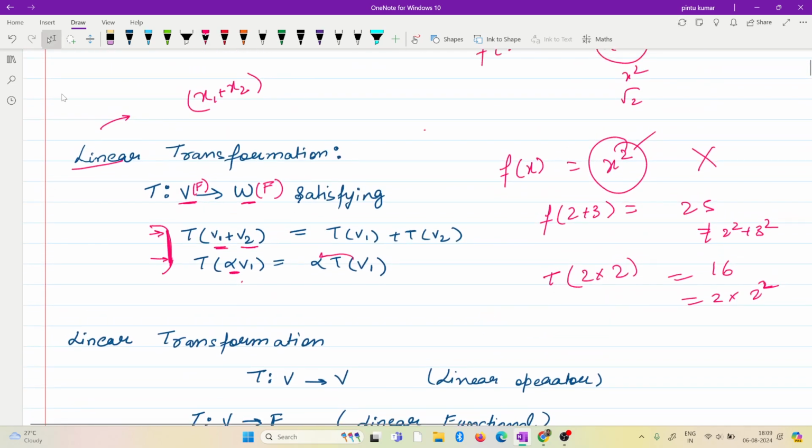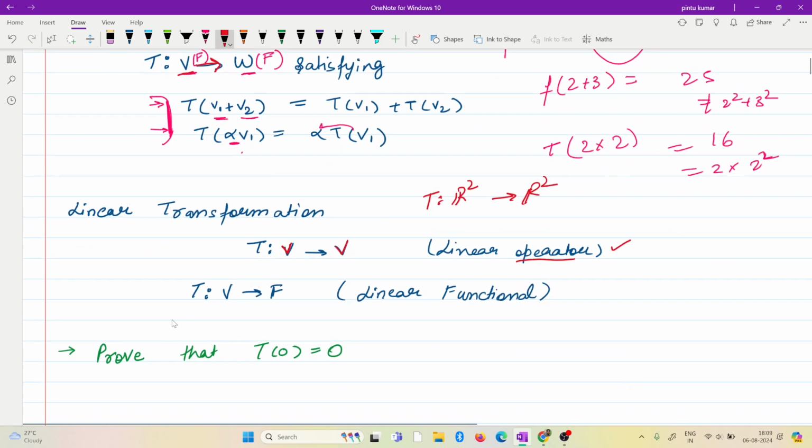So this is what a linear transformation is. Now some fancy notation. If we have a linear transformation from a vector space to itself, look at the definition carefully. Earlier we had a linear transformation from some vector space V to some vector space W. Now if you have a linear transformation from V to V itself, for example from R2 to R2, then those kinds of transformations are called linear operators. This is just the name.